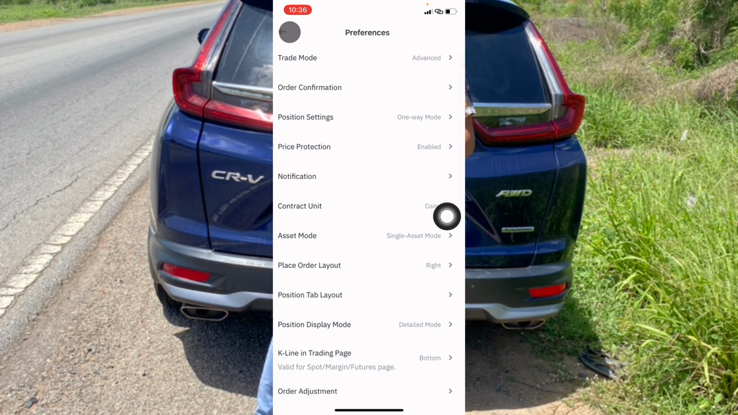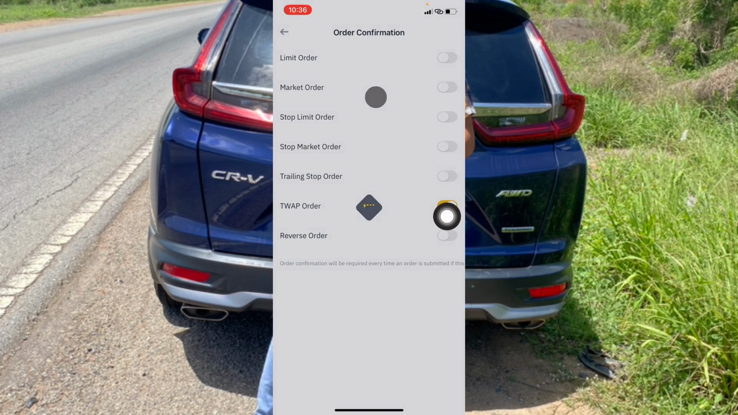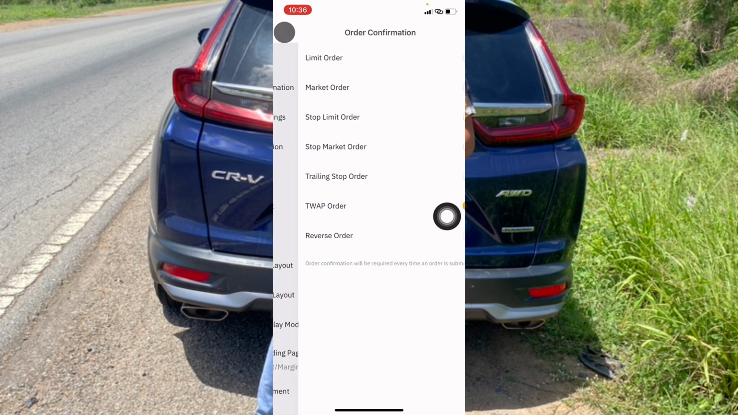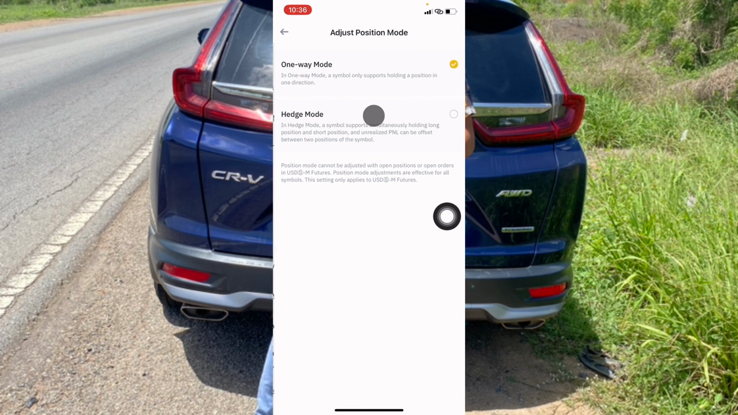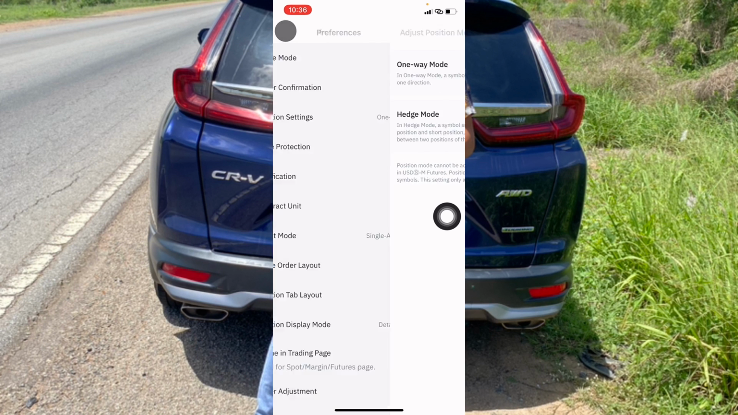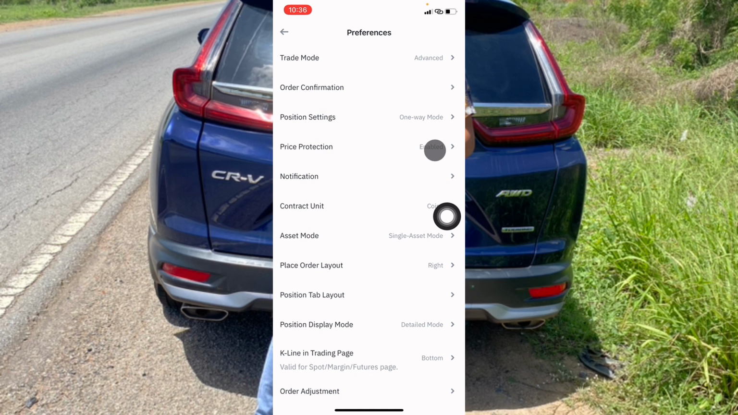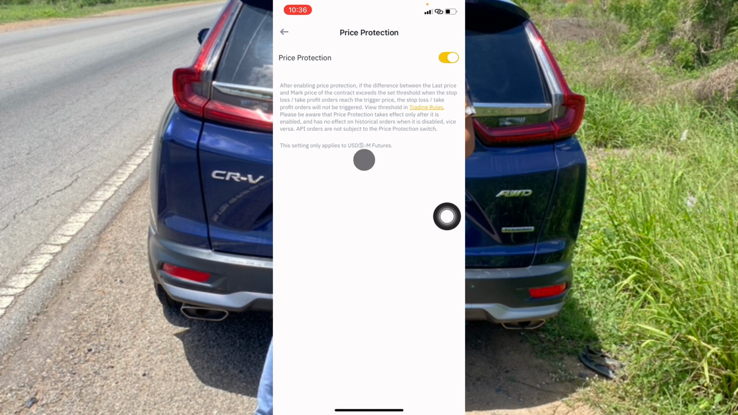After selecting the advanced trading mode, for the order confirmation, just select the TW order confirmation, select this one only, then you go back again. Then we have position setting. With the position setting, leave it at one-way trading mode. Don't select hedge mode, leave it at one-way trading mode. Okay, it's very important. Then we have price protection, you can enable it.